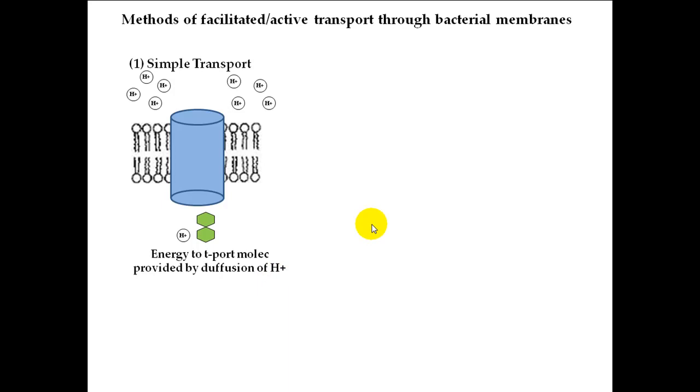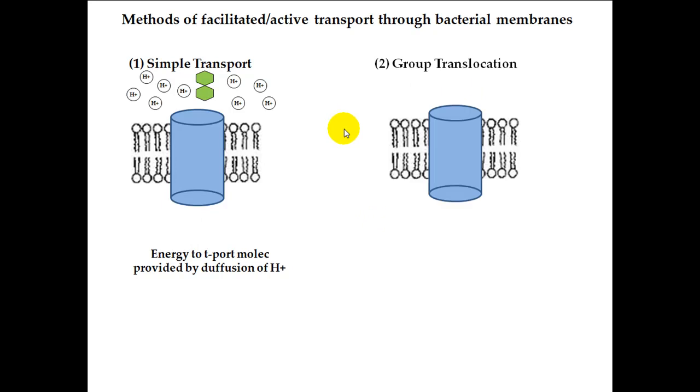Another type of transport that can occur across a bacterial membrane is called group translocation. And group translocation is similar to simple transport in that it also involves a pore protein that spans the entire width of the bacterial membrane. Here's what makes group translocation unique. Basically, the molecule that the cell ends up taking in ends up being modified while it's being taken in. So here's what that looks like.